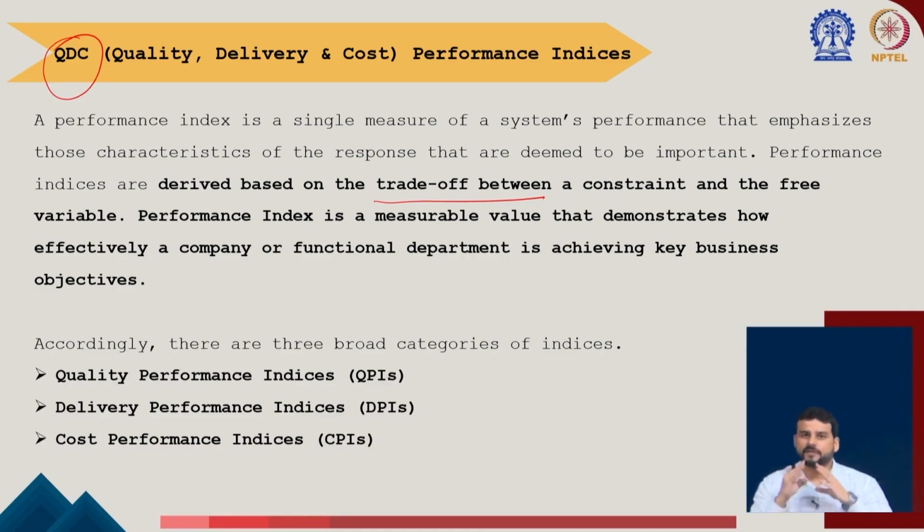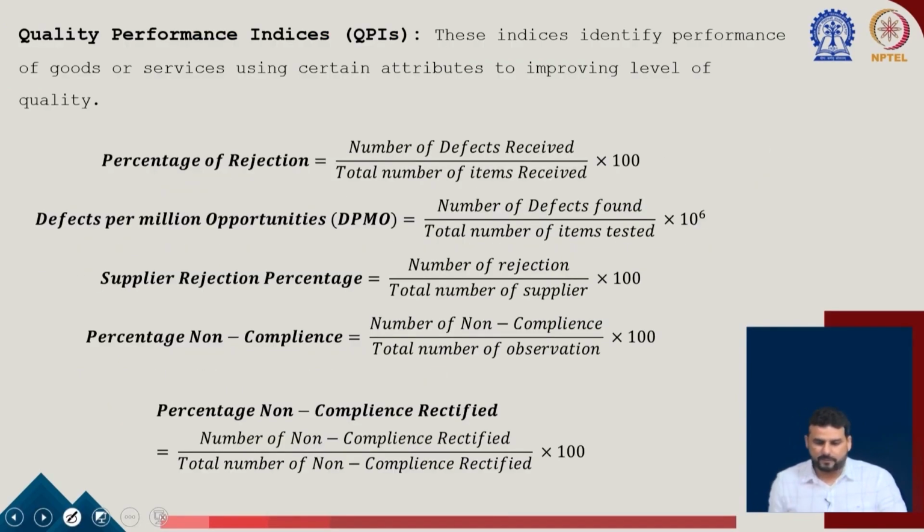Every industry, every player is working on some limitation, some constraint. Some are limited by quality, some are limited by capacity, some are limited by variety, some are limited by their R&D skills, and they have their own USPs as well, their strength area as well, right. So you need to define where you are standing. So quality performance indices we will see, and delivery and cost performance.